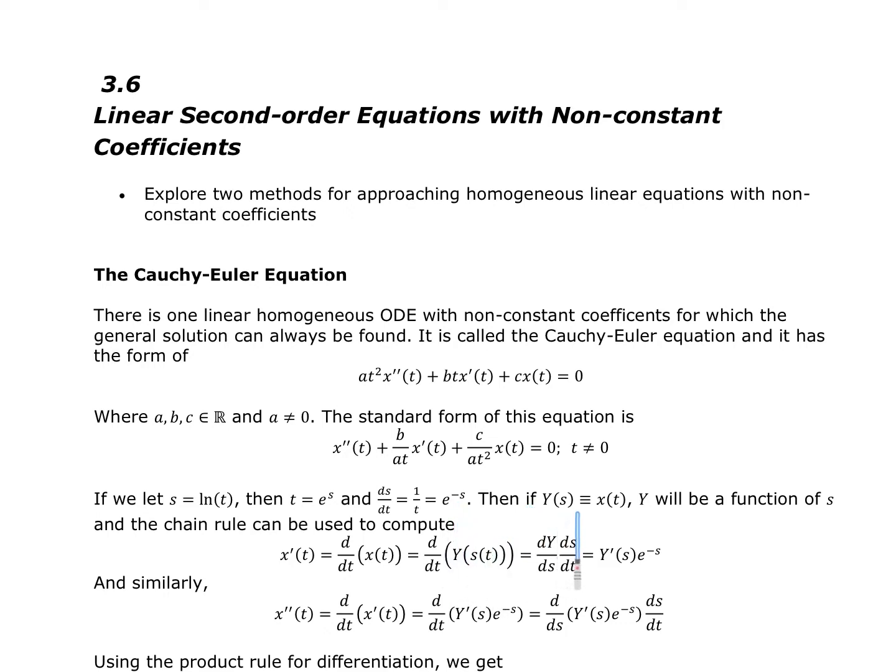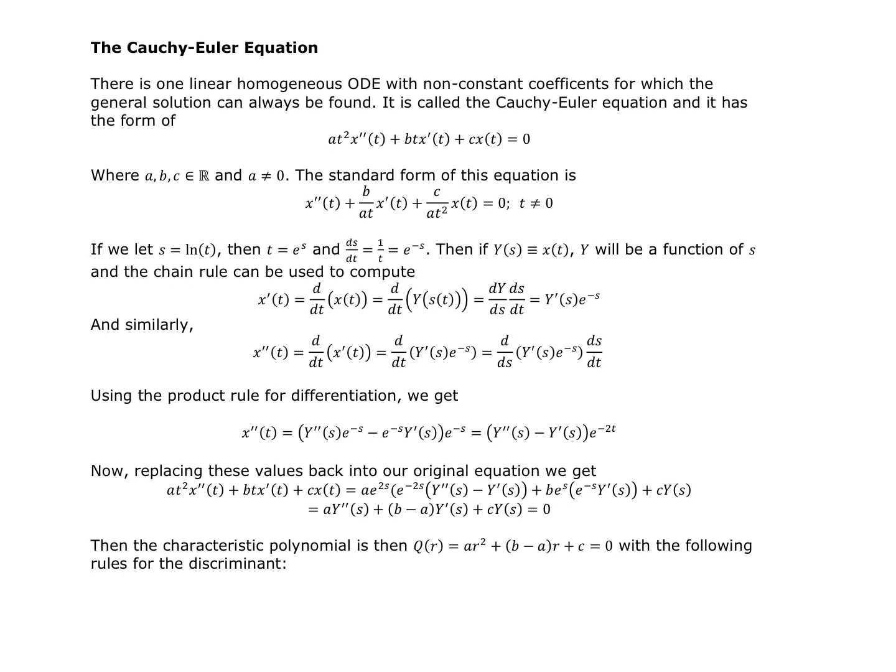If y of s is equivalent to x of t, then y can be a function of s, and the chain rule can be used to compute x prime of t, and similarly x double prime of t. What we end up with is x prime of t equal to dy/ds times ds/dt, which is y prime of s e raised to the negative s, and x double prime of t is equal to the derivative with respect to s of y prime of s e raised to the negative s, times ds/dt.